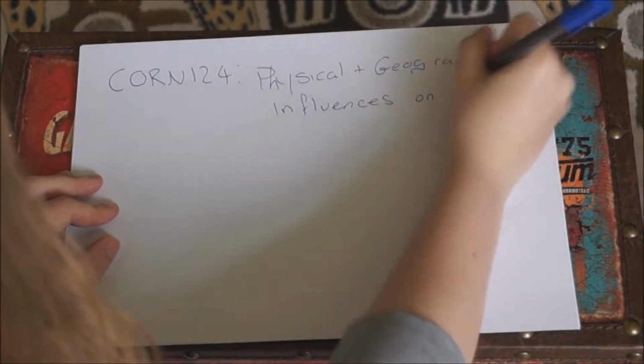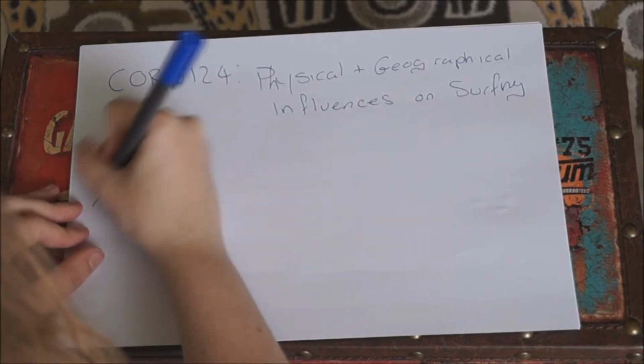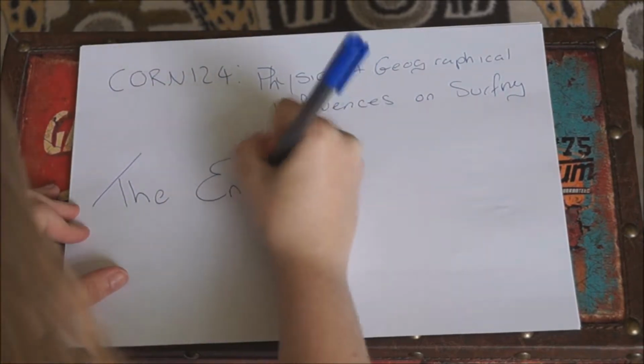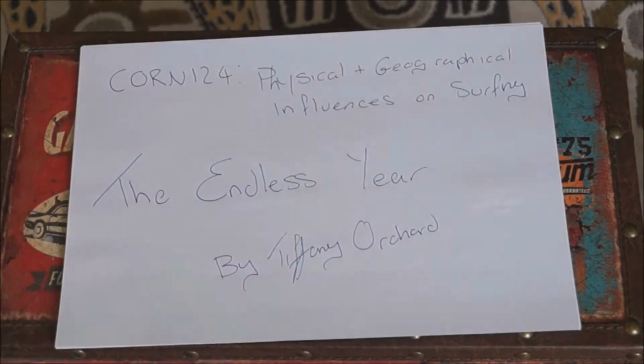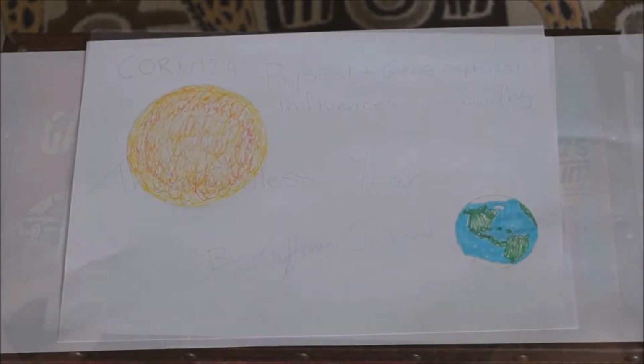Welcome to my film about the endless year. This is going to be the process of how a wave is formed from its birth to its death when it reaches the shoreline. It can first start off with the distance from the Earth to the Sun.